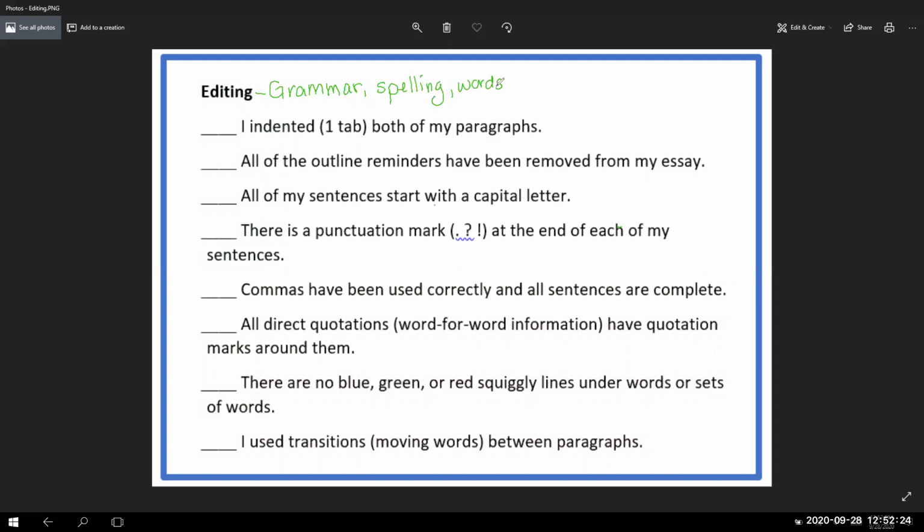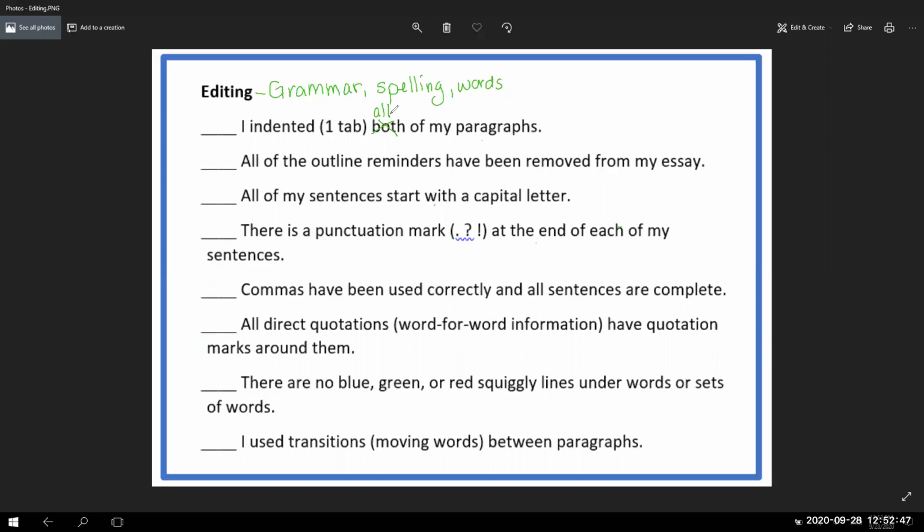So first things first is whenever you're writing an essay, you want to indent all of your paragraphs by one tab. It's the tab key on your keyboard. You just click it whenever you get to the beginning and it moves it in one tab. That shows that you are starting a new paragraph, okay?